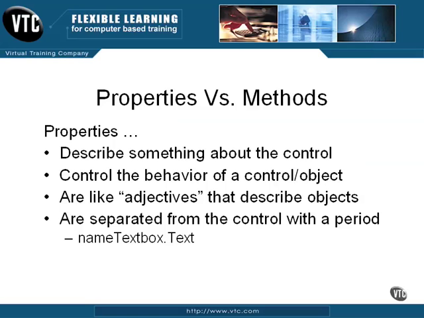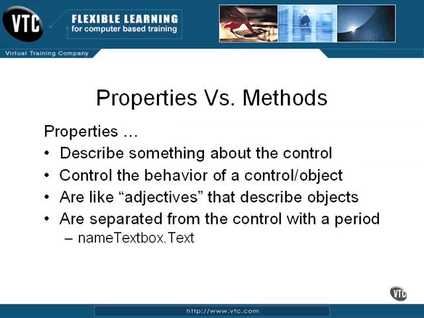You want to think of properties as if they are adjectives that will describe objects, much in the same manner as adjectives describe nouns in English. Properties are separated from the control with a period when writing them in code. For example, NameTextBox.Text. The control is NameTextBox and the Text is the property.